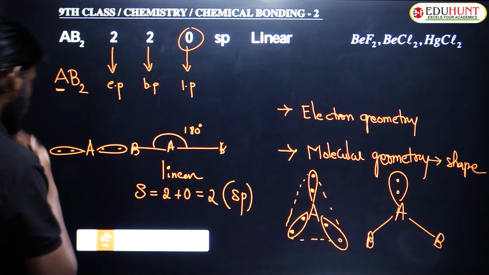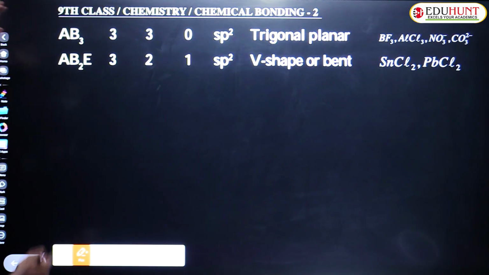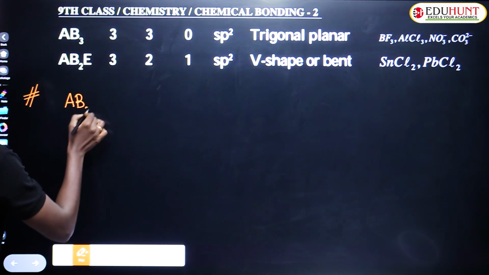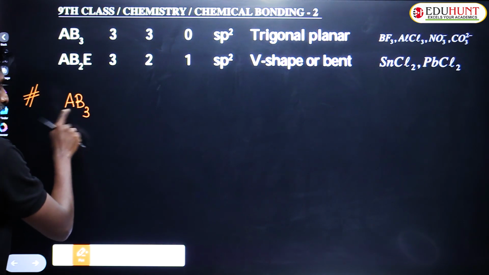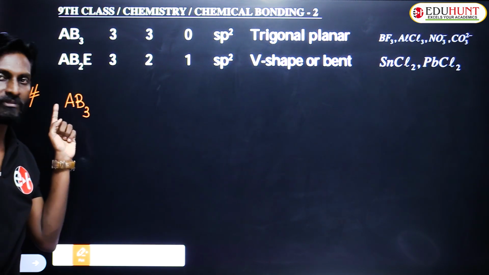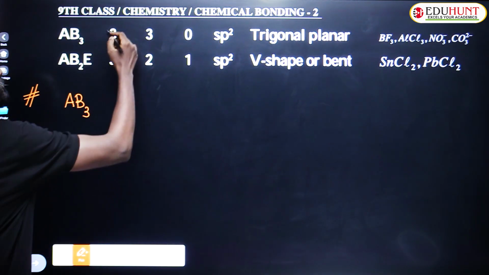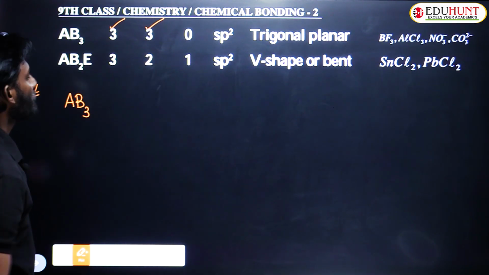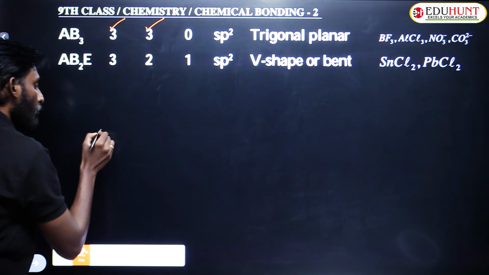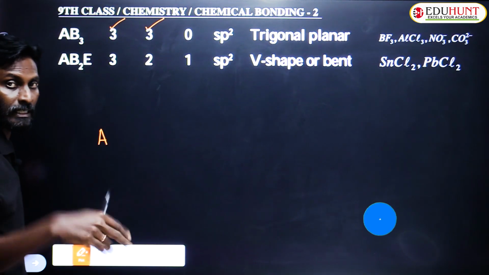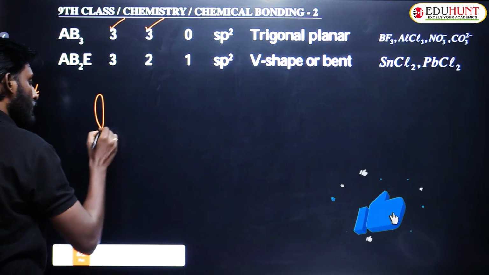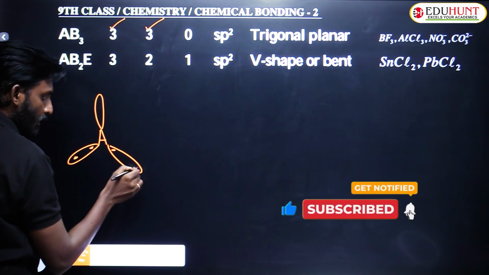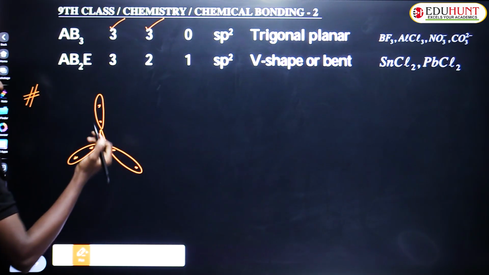Let's move on to the next example. Now I have taken 2 here. First of all, let's discuss this AB3 type. AB3. What is AB3? A is the central atom, with 3 side atoms. And 3 electron pairs, but all the 3 are bond pairs. Okay. See, when you take a central atom with 3 electron pairs, whenever there are 3 electron pairs, the electron geometry suggested by Sidgwick and Powell is trigonal planar. Now 2 cases come.